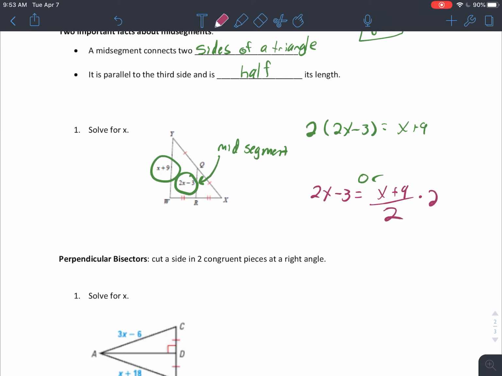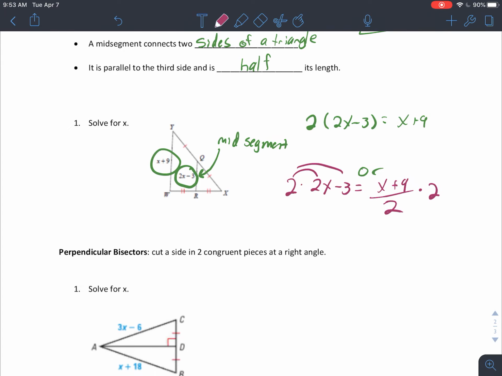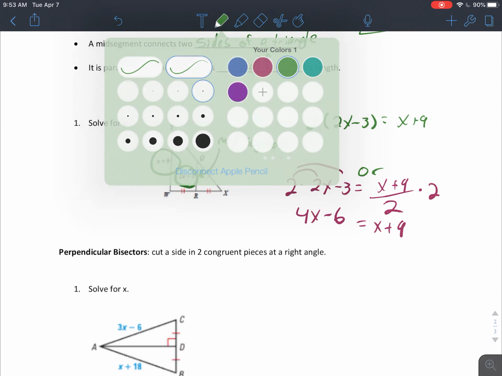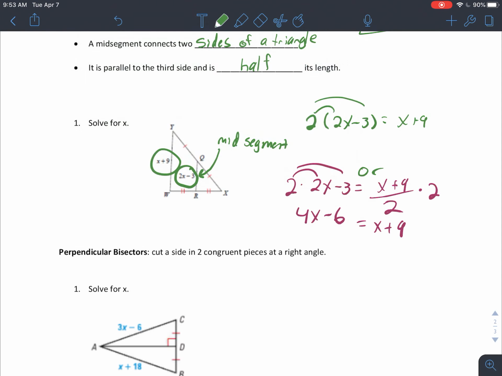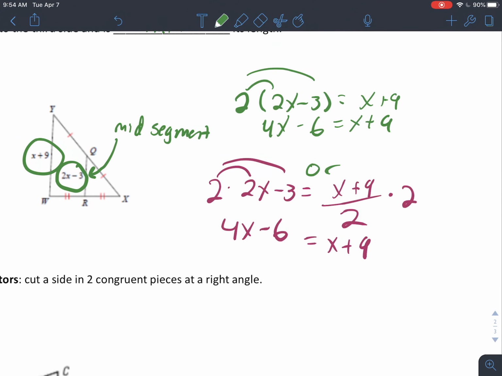The second way, you just have to multiply the 2 to the other side. So in some cases, it looks like an extra step. But this would be 4x minus 6 is equal to x plus 9. On the top, we would distribute this 2, and we would get 4x minus 6 equals x plus 9. So there are 2 ways to write this problem, and they will get you the same exact answer. Let's just continue with the top.